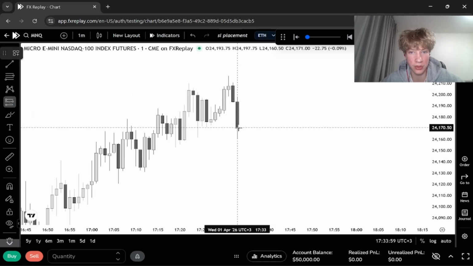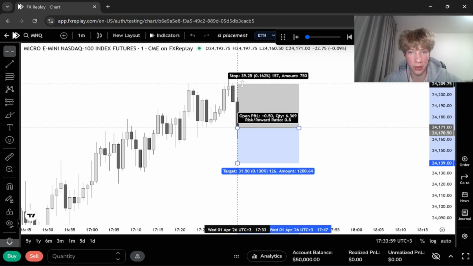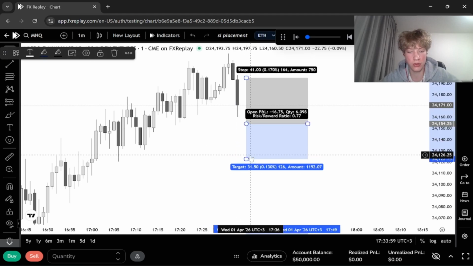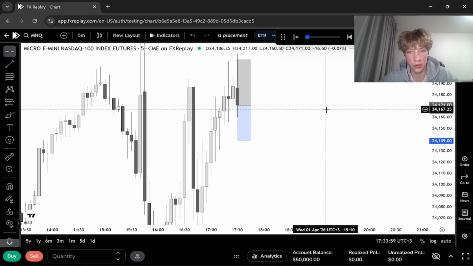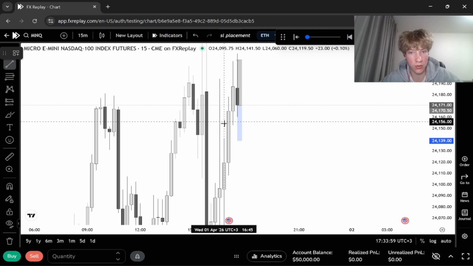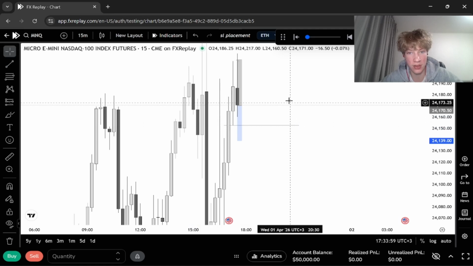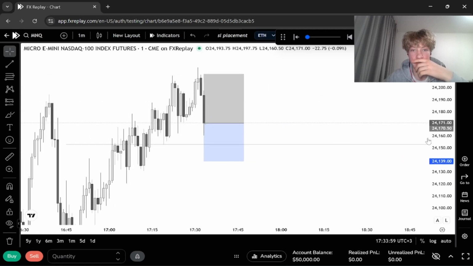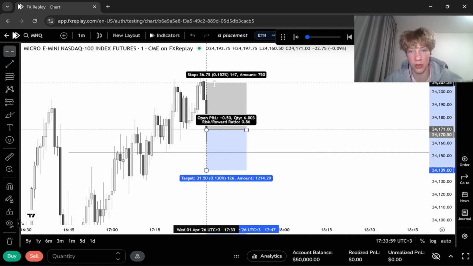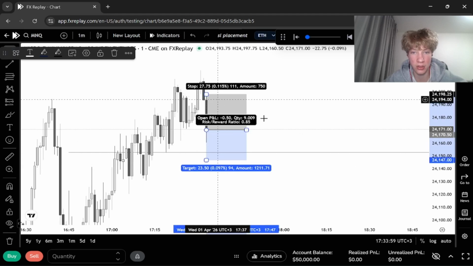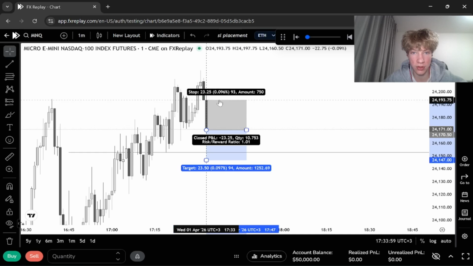So what are we going to do? I usually would place it here, and I still think it's pretty reasonable to place it here. But right now we do have this 15-minute gap that we might be bouncing off. So you see, it will mess up the RR. So let's place it right here.